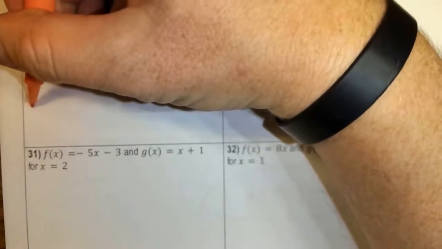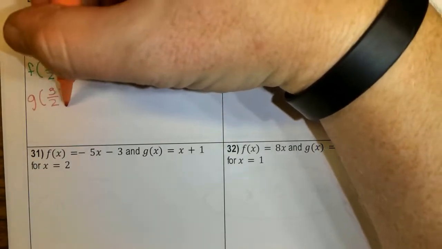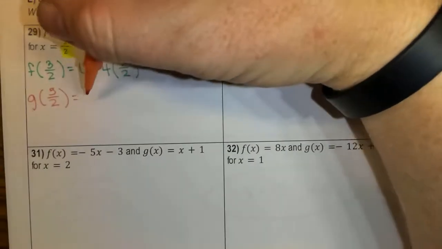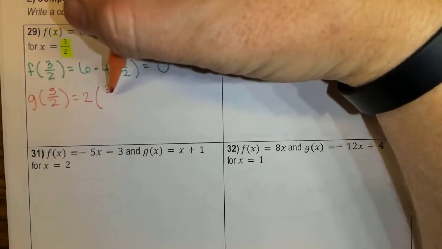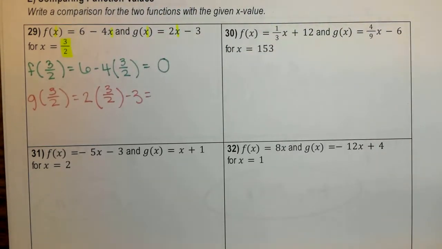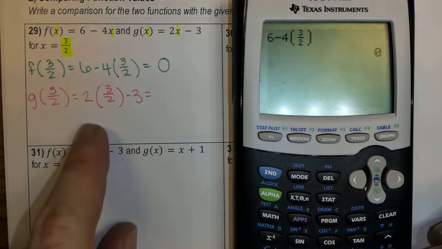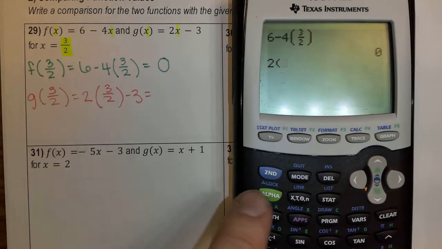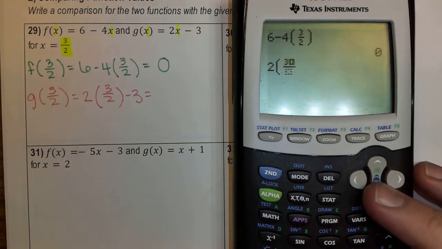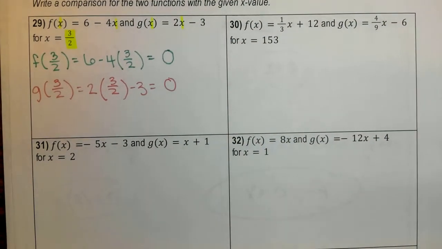Alright, so I have g, so g of, instead of x, I'm going to put my number, 3 over 2, and then 2x, or 2 parentheses, 3 over 2, minus 3. Okay. Get this out over here, and I'm going to type this in. So I have 2 parentheses, my fraction, 3 over 2, parentheses, minus 3. And, oh, look at that. I get 0 again. Okay.